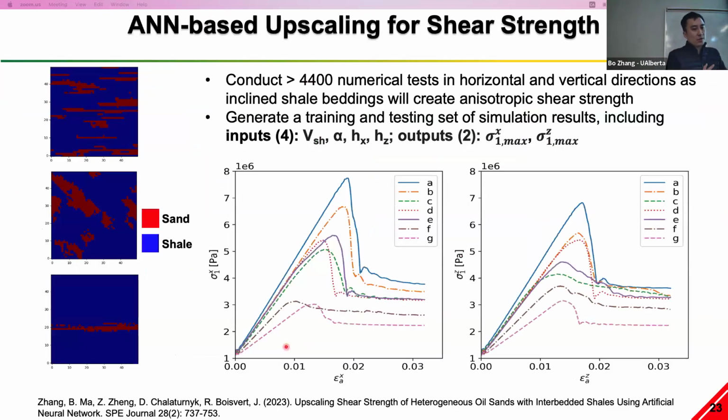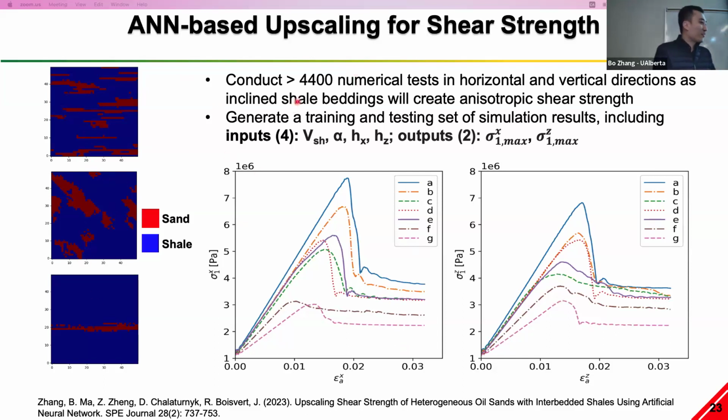And this is just one of the early studies I did during my postdoc with Dr. Rick and also Dr. Bouvel and Martin when he was at Stanford. And we conducted 4,400 numerical tests, or it could be 10,000. We just picked that number because we wanted to. And in horizontal and vertical directions, as inclined shale beddings will create a very anisotropic shear strength. So there is definitely going to be different distributions of it.